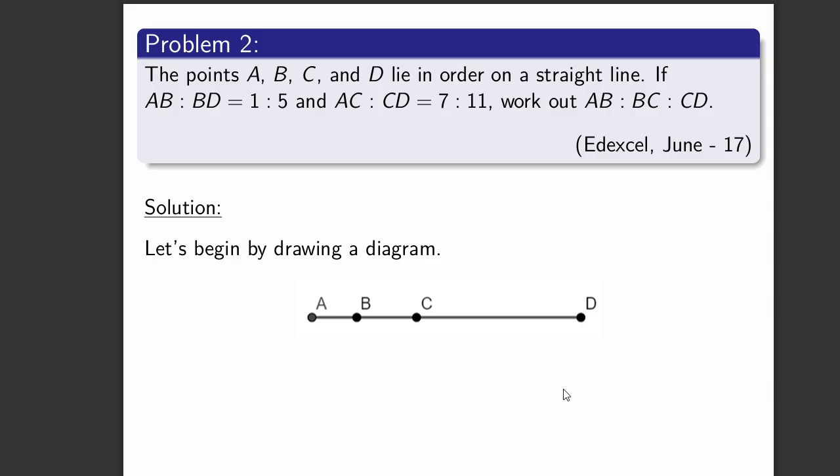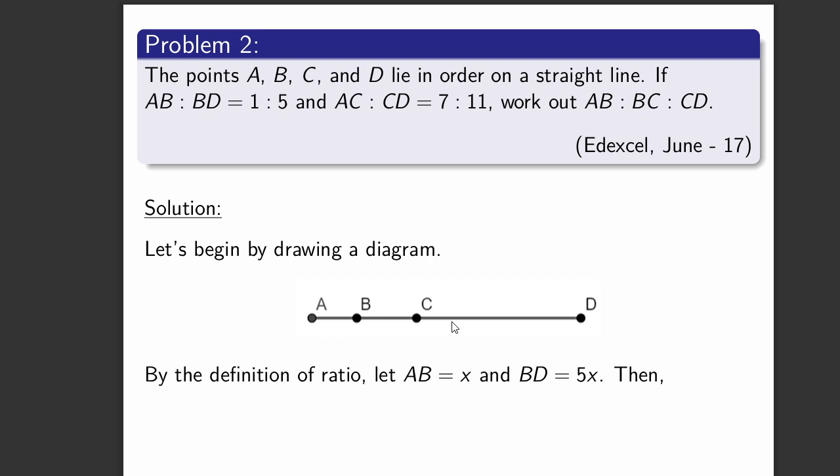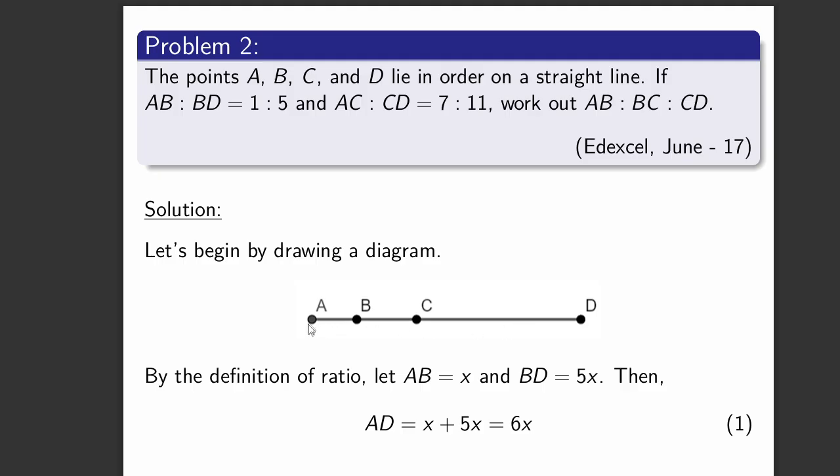So let's draw this diagram in order. You can see the points A, B, C, D. Now by the definition of ratio, AB is equal to x and BD is equal to 5 times x. So now we can write the expression for the length AD in total, which is x plus 5x, which is 6x.